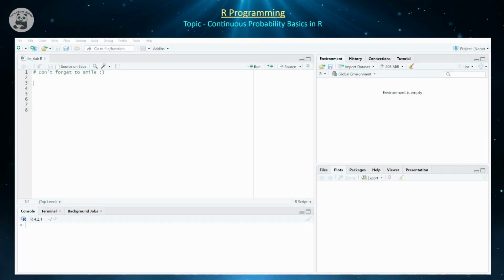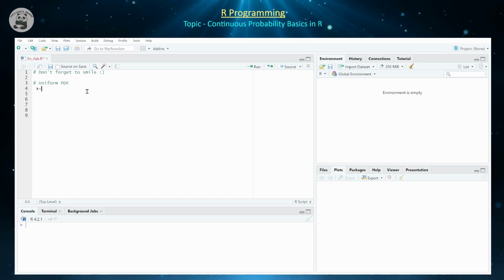Today we're going to continue our exploration of R programming and focus on how to do some of the more common problems associated with continuous probability theory. So let's start off with probably one of the easiest probability density functions to work with, and that's going to be a uniform probability density function, which I'm just going to be typing as uniform PDF.